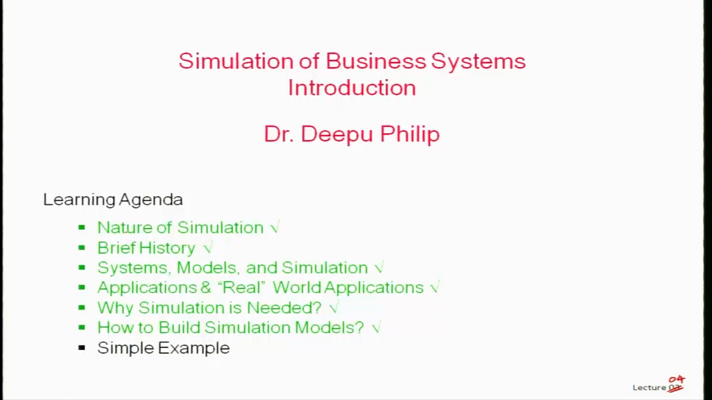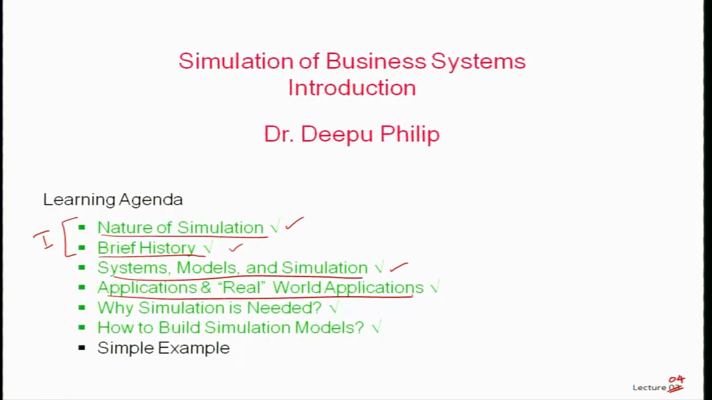business systems. If you look at the learning agenda, we have already covered the nature of simulation. We have also looked into the brief history, how simulation originated. These were covered as part of lecture 1. Then systems, models and simulation, we covered as part of lecture 2. Then the definitions associated with this, the major applications and real world applications, we also covered. And then why we need to do simulation, this question we also answered. All these were part of lecture 2.